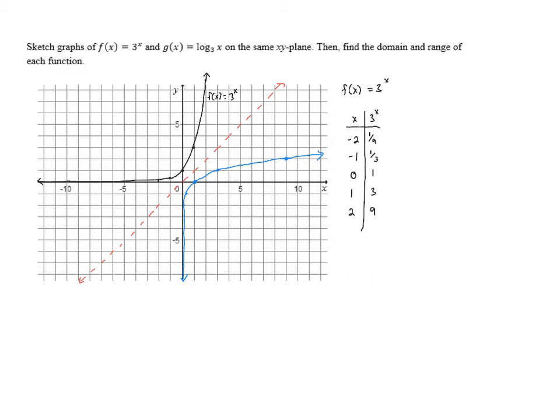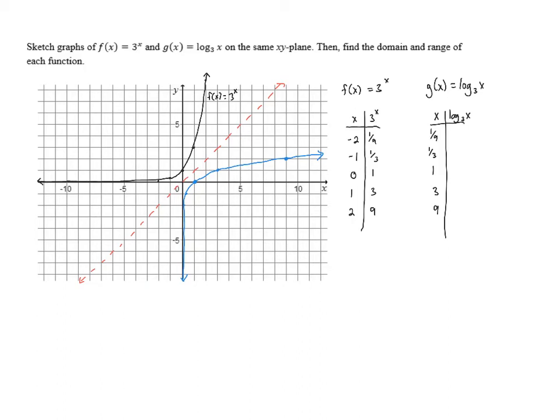Now, if you don't like this method that I used, you could also make a table of values for g of x equals log base 3 of x. If you're going to do that, you're going to want to pick values of x that are powers of 3. So, for example, 3 and 9 are powers of 3. 1 is a power of 3. And we can also have fractional powers of 3, 1/3 and 1/9.